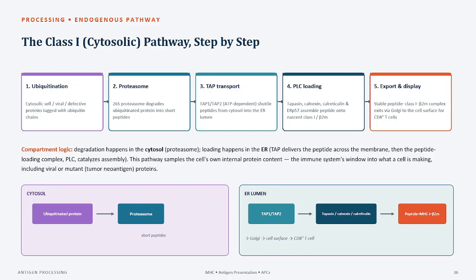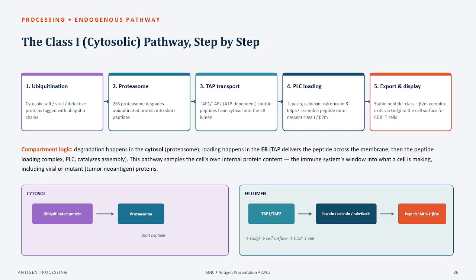Now, step by step of how we go through the endogenous pathway, that is the class 1 cytosolic pathway. So a little bit of step by step understanding. The first step is ubiquitination. It happens in the cytosol. Cytosolic self, viral or defective proteins are tagged with ubiquitin chains. This tag marks the target proteins for destruction.